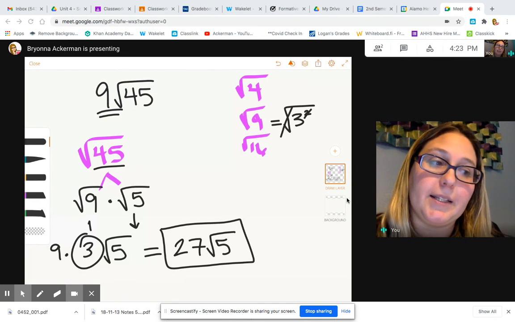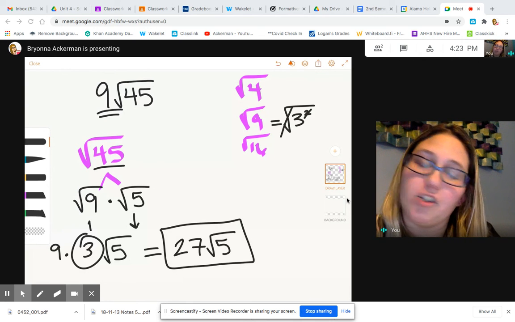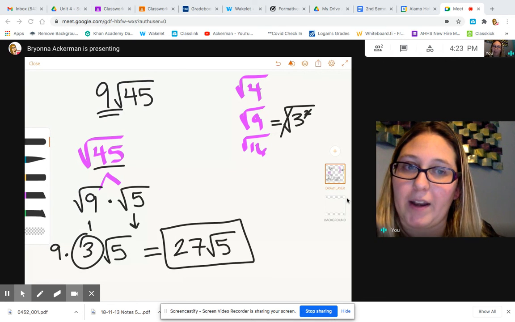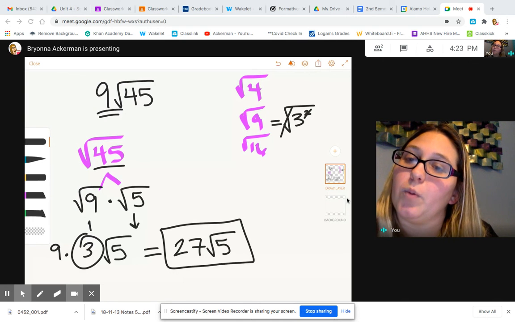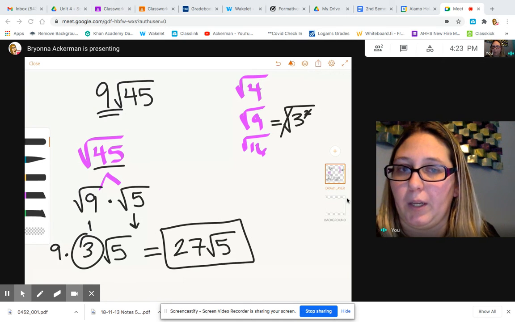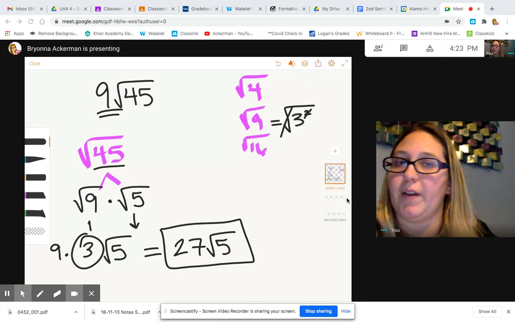We're going to be practicing these a little bit more, but I really need you guys to understand that this is simplifying radicals, and these will be on the tests where we don't want a decimal anymore. We want you to actually just simplify it this way, okay?